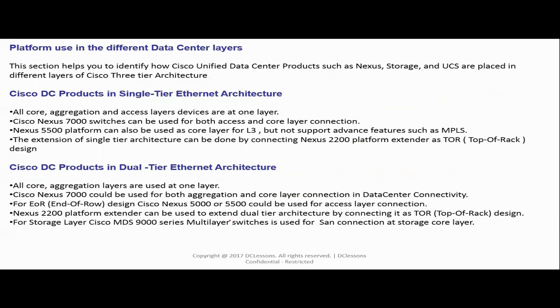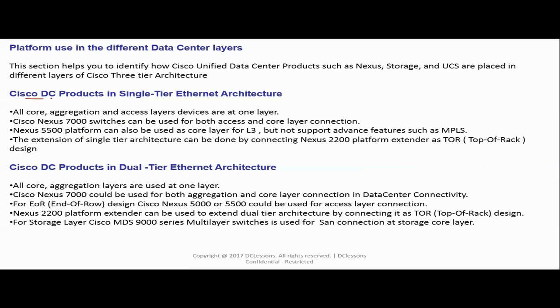Now in this section we will talk about how Cisco unified data center products such as Nexus, storage, and UCS are placed in different layers of the Cisco 3-tier architecture. So basically, there are 3 types of Cisco defined architecture: single layer architecture, dual layer architecture, and 3-tier architecture. We already know about the 3-tier architecture. We have been learning it once we entered the networking or data center domain. We are already aware of that, but let's talk about some detail on all these parts.